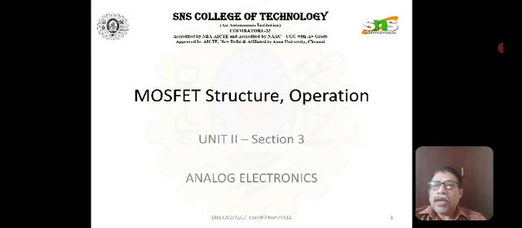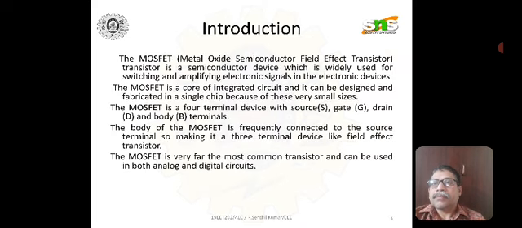We are sailing in the subject analog electronics. Here let us see the MOSFET, the structure and the operation. The introduction of a MOSFET.